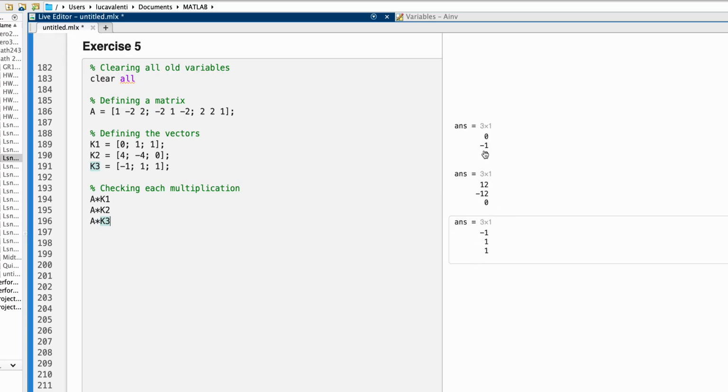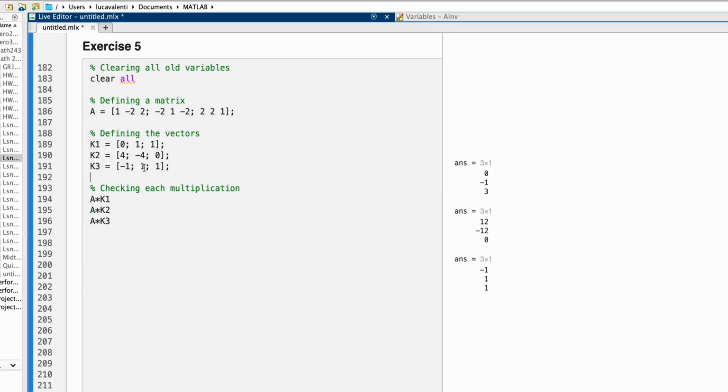Okay, so let's see. Is there a way to get from this first vector back to K1? No, I don't see it right off the bat. However, this one seems like it's just this vector multiplied by 3. Because if I do 4 times 3, I get 12. If I do -4 times 3, I get -12. And 0 times 3 is 0. So this one's an eigenvector with a value of 3, which should be one of the eigenvalues of A.